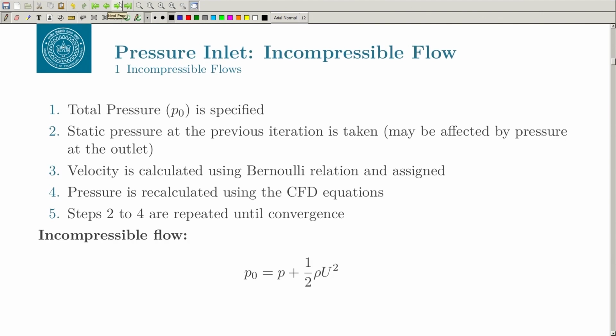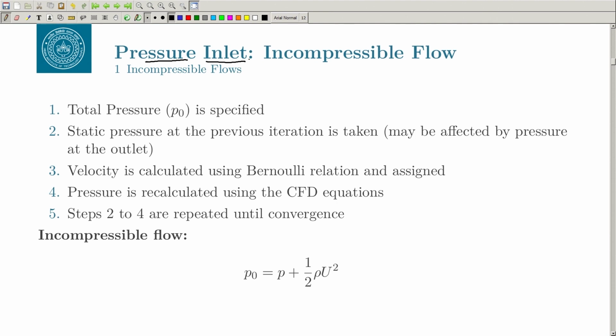The other condition is the pressure inlet. Now, this pressure inlet is used for all kinds of flows. It is a general boundary condition. It is available in the compressible flow or the incompressible flow. In fact, in OpenFOAM also you will have an implementation of this everywhere. And why is it a general boundary condition?